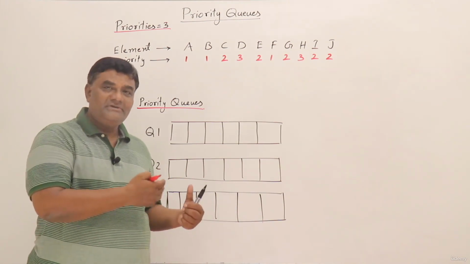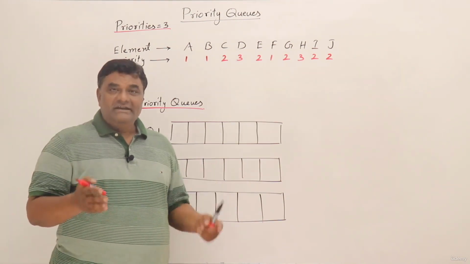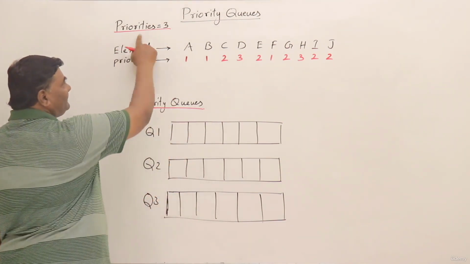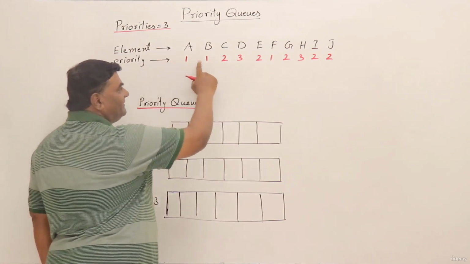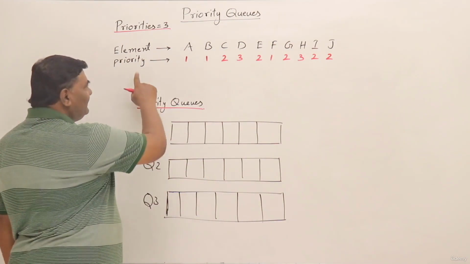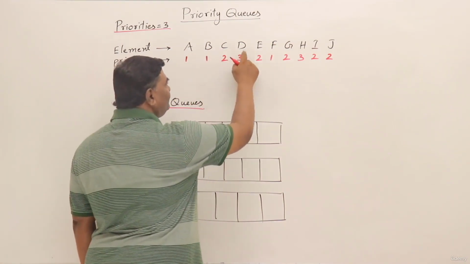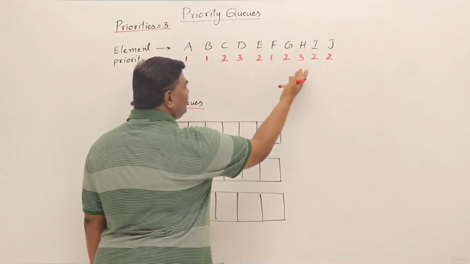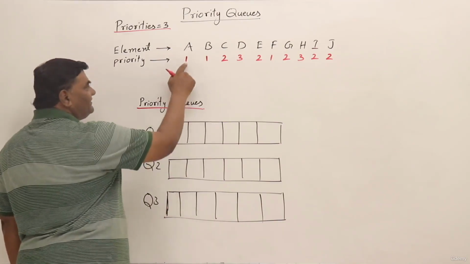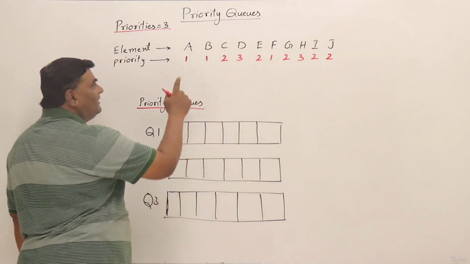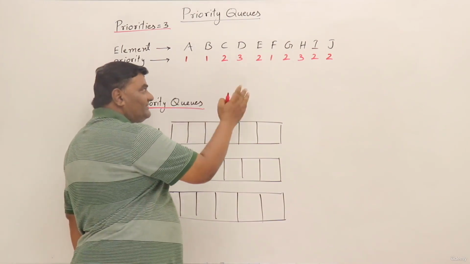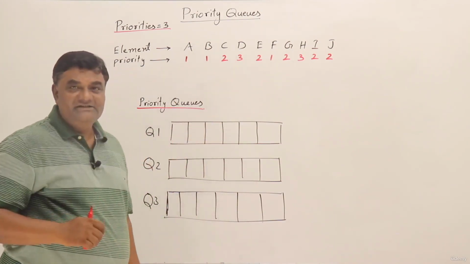That same thing is implemented using a limited set of priorities. Like in Java, 10 priorities are there. So here in my example, I have taken 3 priorities. Now these are the elements. Instead of numbers, I have taken alphabets, and each element is having its own priority. Priorities are numeric values, that's why I have taken elements as alphabets. So this is the priority. Now 1 means highest priority, and 2 is a little less than that, and 3 is the least priority.